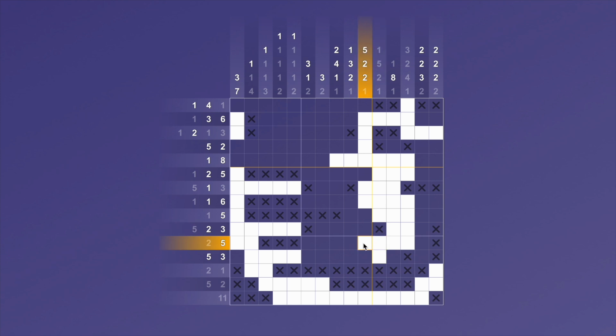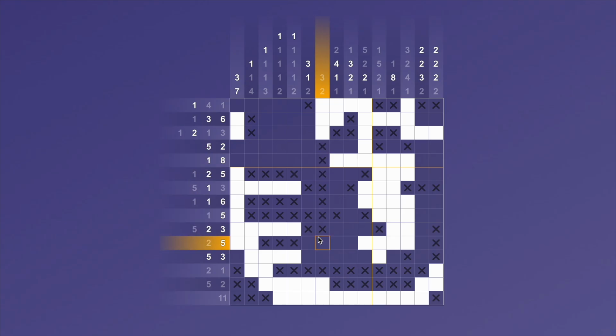Okay, this column ends in 2. I don't know if it goes above or below. This column starts with a 2, so I'll have 1, 2, x. This column starts with 3, so I'll have 1, 2, 3. Actually, that finishes this column.